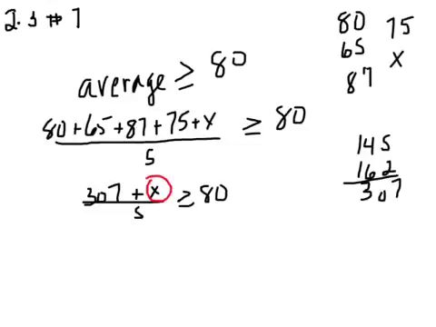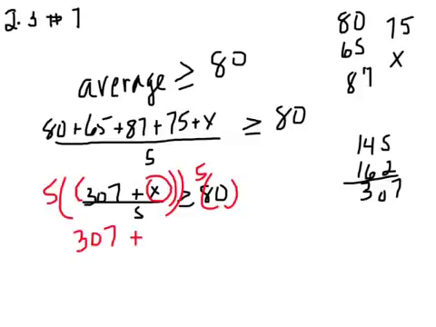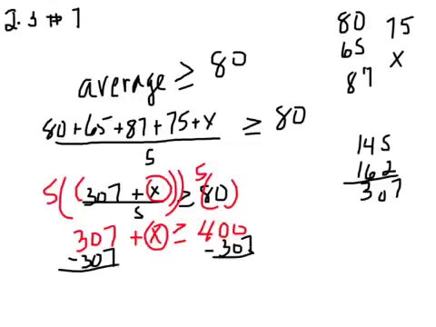the X is on top of a fraction, isn't it? So to get down to it, let's get rid of the denominator first. The opposite of dividing by 5 is multiplying by 5. So we get 307 plus X is greater than or equal to 400. Okay, so to solve for X now, we subtract 307 from both sides, and we get X is greater than or equal to 400 minus 307, which is 93.